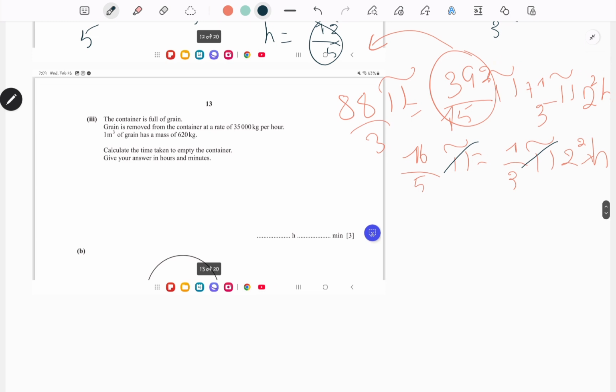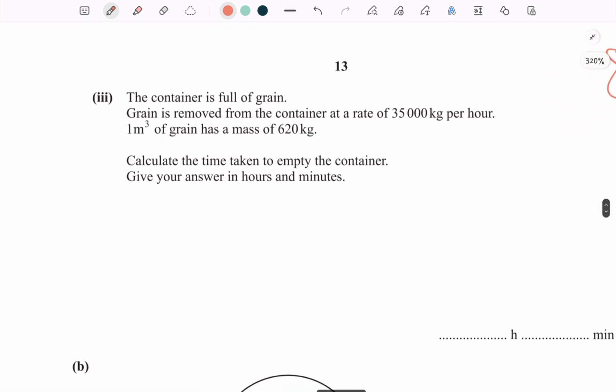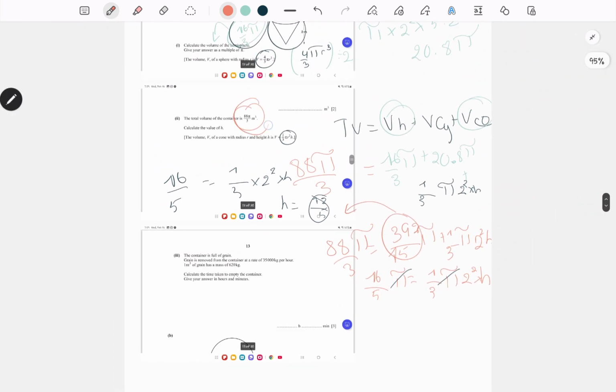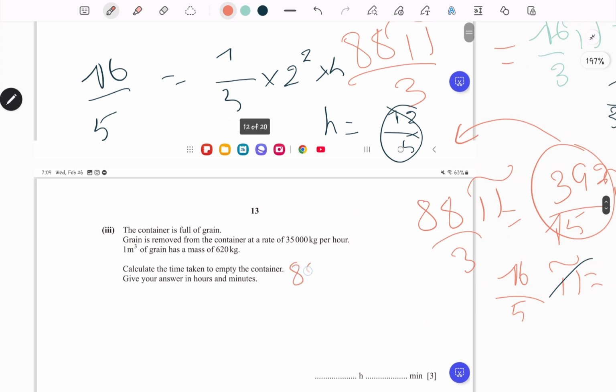Alright? Now, in part 3, they said the container is full of grain. Grain is removed from the container at a rate of 35,000 kg per hour. Okay? 1 meter cubed of grain has a mass of 620 kg. They said calculate the time taken to empty the container. Give your answer in hours and minutes. So, as we know, the total volume of the container is what? It is 88/3 pi. Okay?